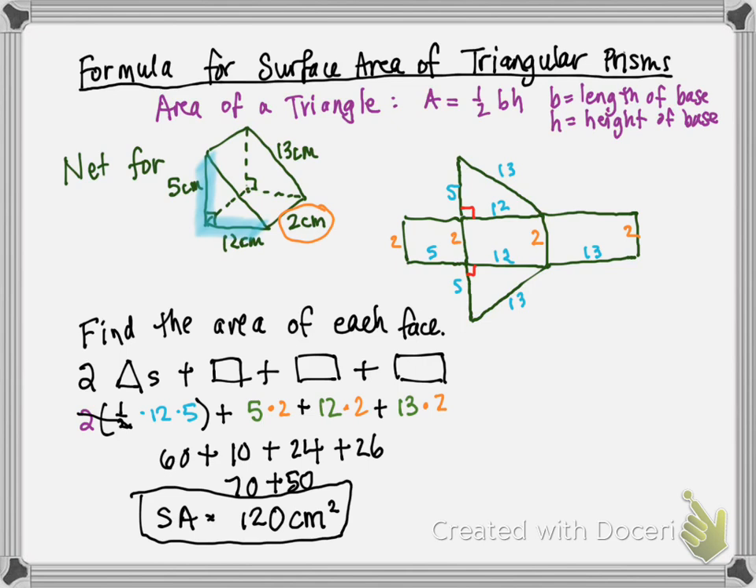Okay, we're going to do 2 more examples, and again, I'm not going to draw the net, I'm just going to do my train. So the directions are going to ask us to find the surface area of each triangular prism.